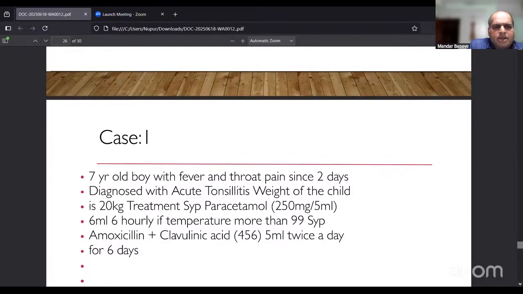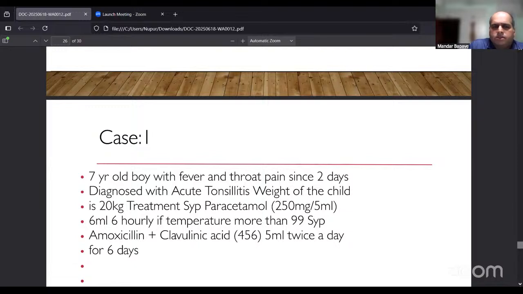Case one is a 7-year-old boy with fever and throat pain for 2 days, diagnosed with acute tonsillitis. The weight of the child is 20 kgs. The treatment, how we are going to write, is syrup paracetamol. Now, should we give paracetamol round the clock? Why do we need to suppress the fever? Because fever is going to tell us how our treatment is taking care of his infection. So paracetamol should be given only on an SOS basis.